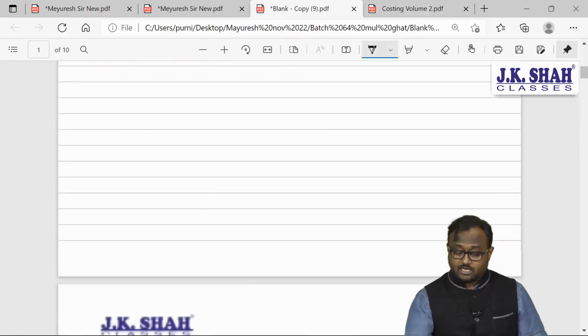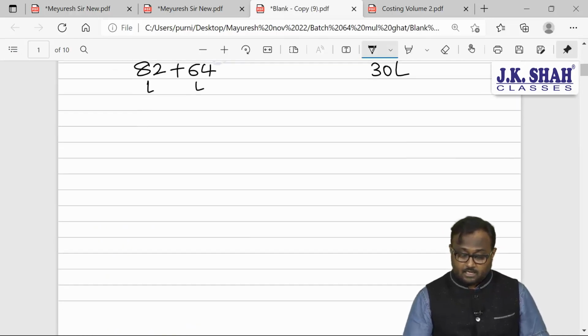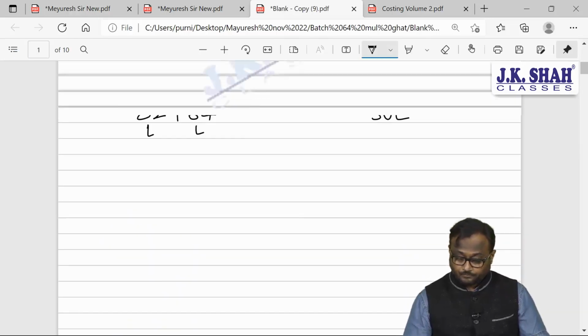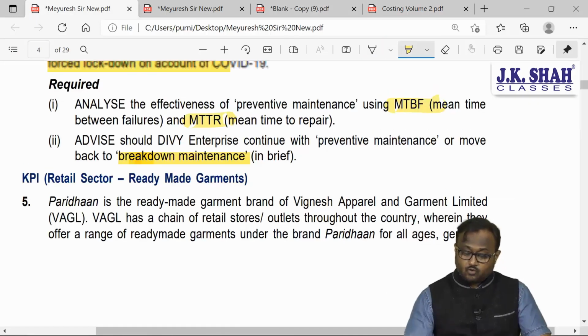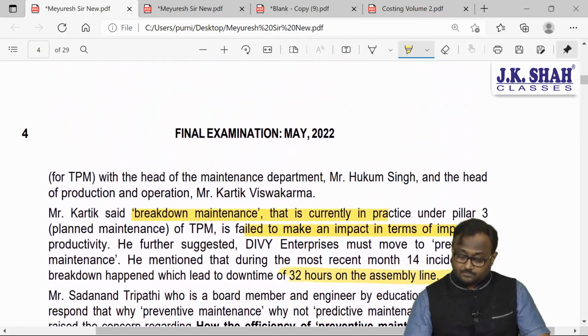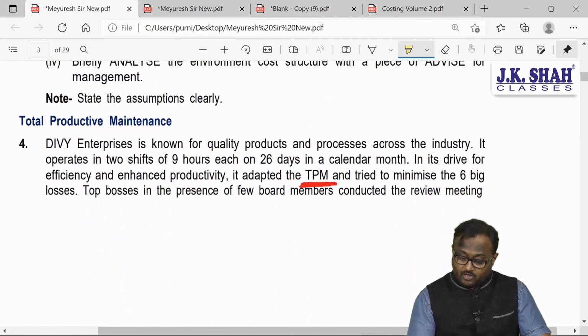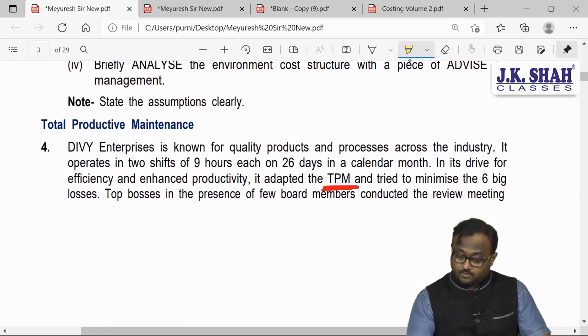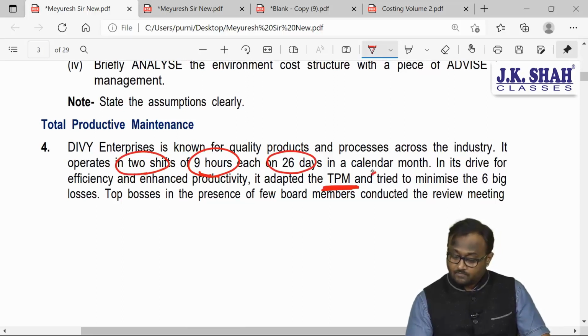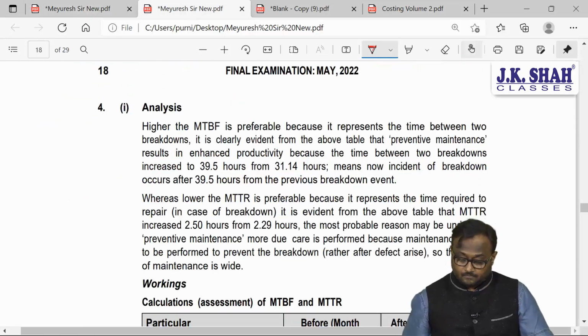Please try to understand this. I'll explain it to you. I'll first go for the old system. Please try to understand this. We are working for 2 shifts of 9 hours each for 26 days in a month. Am I right?